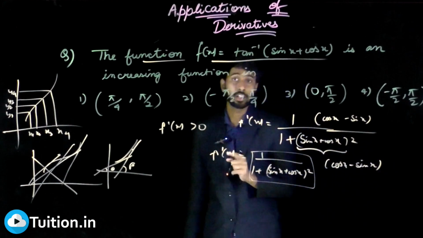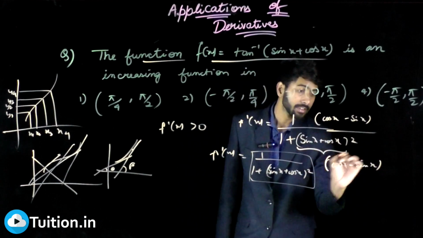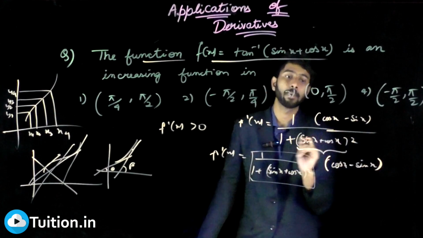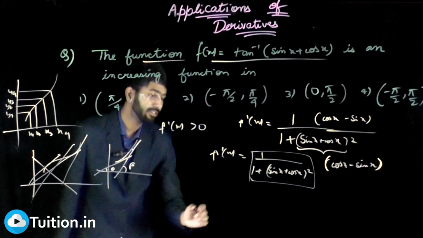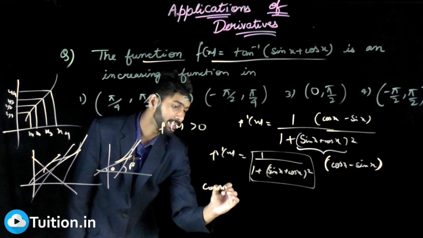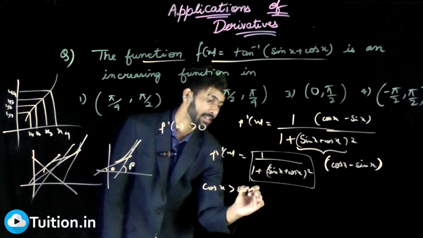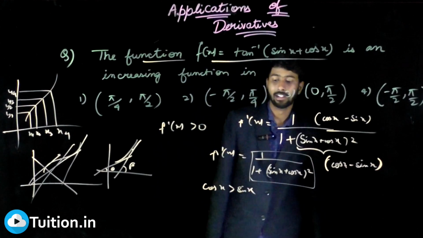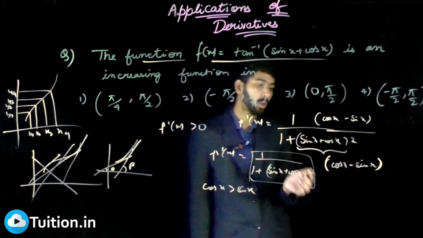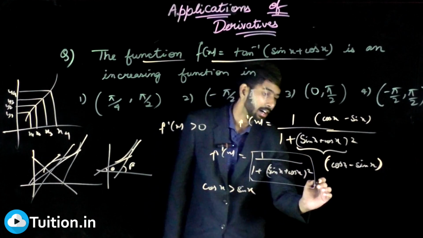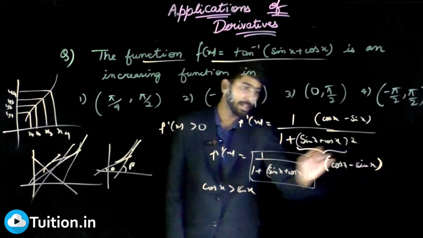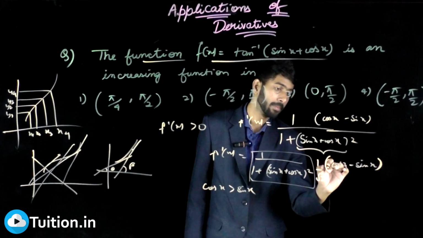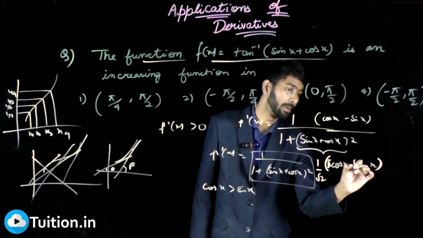I need to find the interval in which this quantity will be positive, because this is positive. If this is positive, only then the product will be positive. So in fact, I'm looking for that interval in which my cos x is greater than sin x. You can actually verify that from the options too. But if we go in a systematic manner, you can multiply and divide this function by root 2, so that root 2 is multiplied to both.